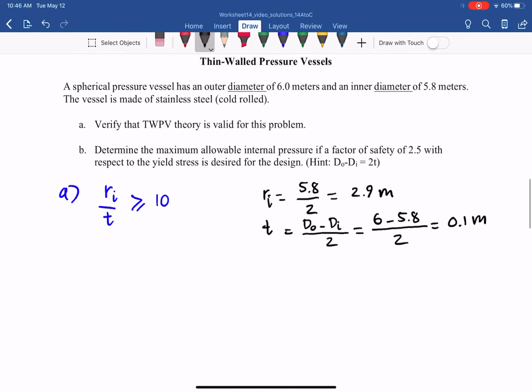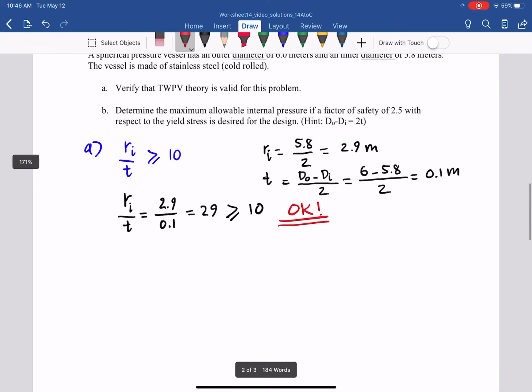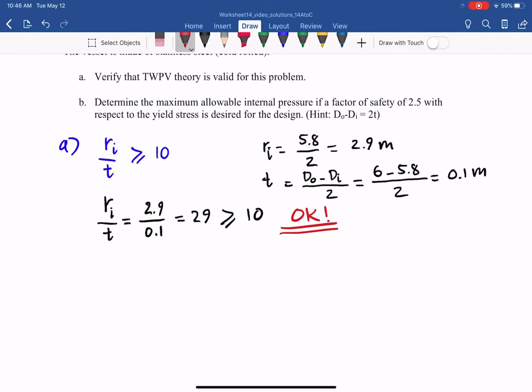So from that, we go back to that ratio, Ri over t equals 2.9 divided by 0.1, which is equal to 29, and of course it's greater than 10, so we can say that it's okay. The theory is good, right? It's valid, so that we can continue. We apply the equation that we learned for this problem.